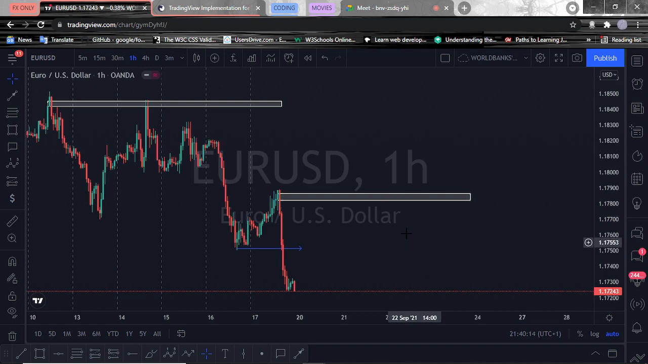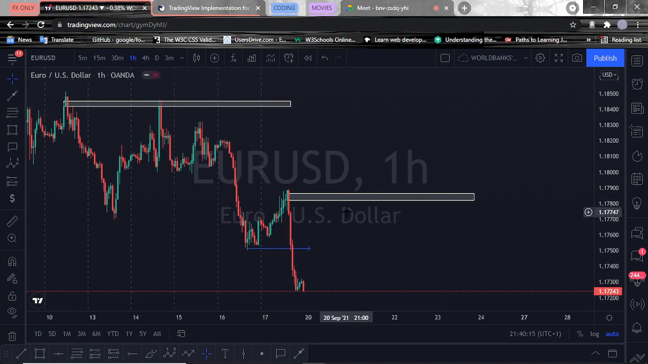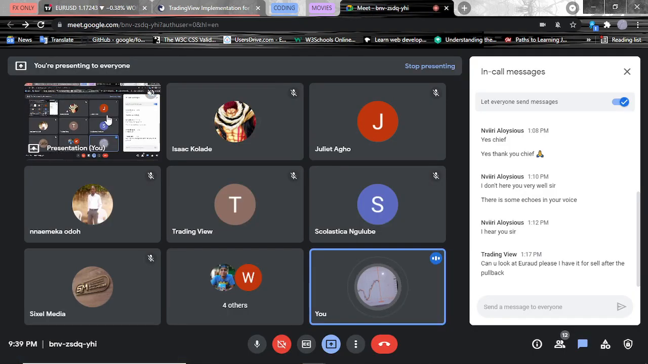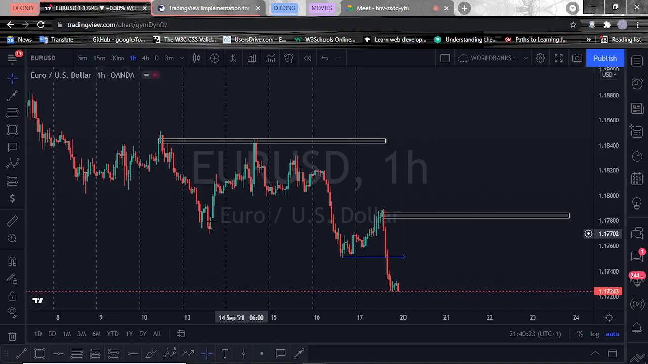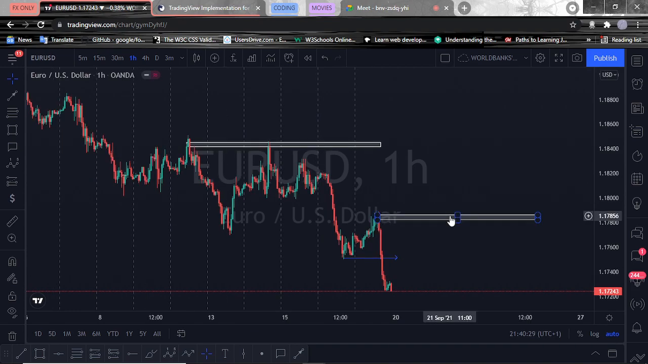So I'm already giving a free setup. This is a free discussion, a free class. So this is a free setup on Euro USD. For the sell, wait for it to fill this imbalance, then take the sell.